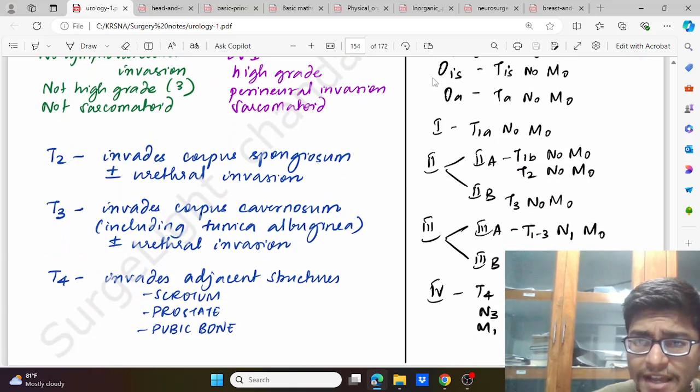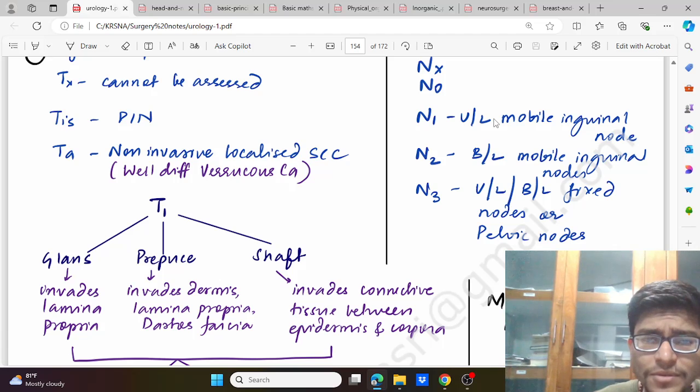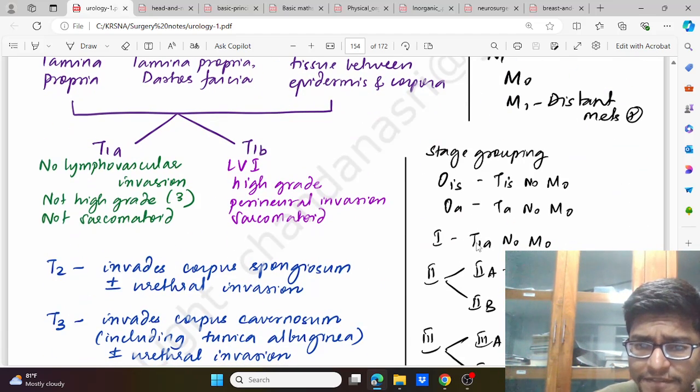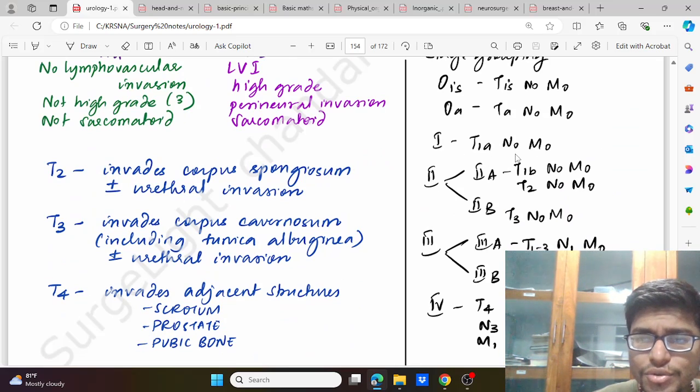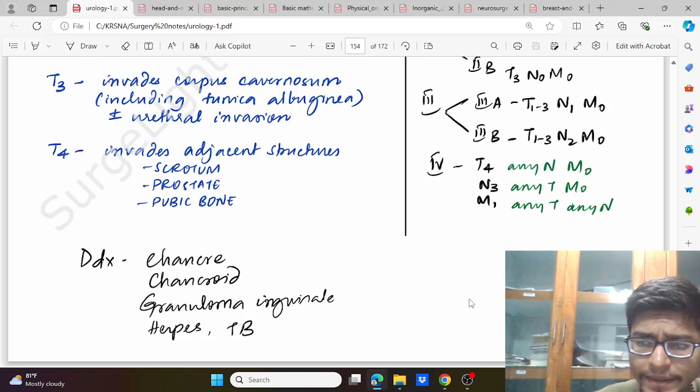Stage 0is, that is tumor in situ. Stage 0a is Ta, that is non-invasive localized SCC. Then stage 1 is T1a. Stage 2 is divided into A and B, where stage 2A is T1b and T2. Stage 2B is T3. Stage 3 is again divided into A and B, where 3A is N1 and T1 to 3, and stage 3B is N2, T1 to 3. Then stage 4 is commonly, as we know, either T4, N3 or M1 with any number of nodes, any size of tumor without metastasis.